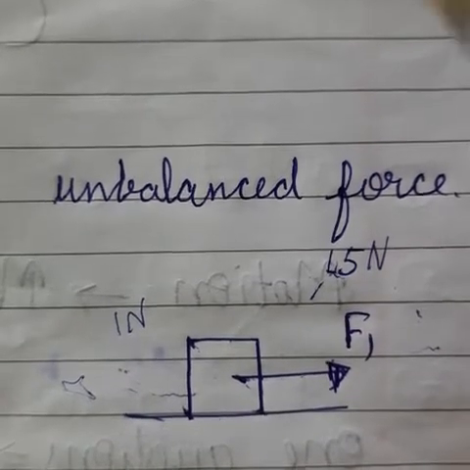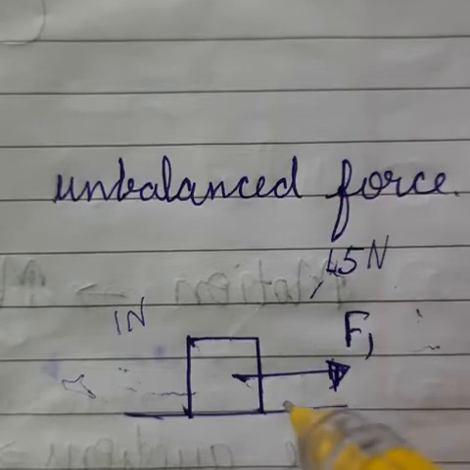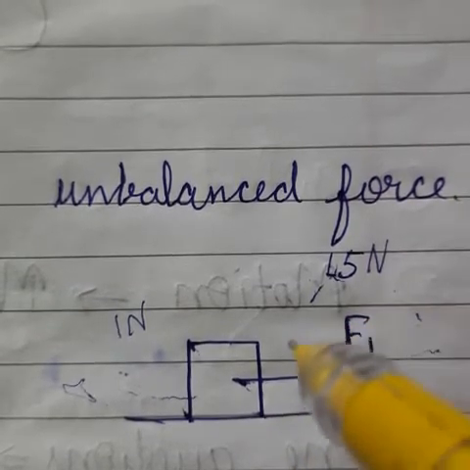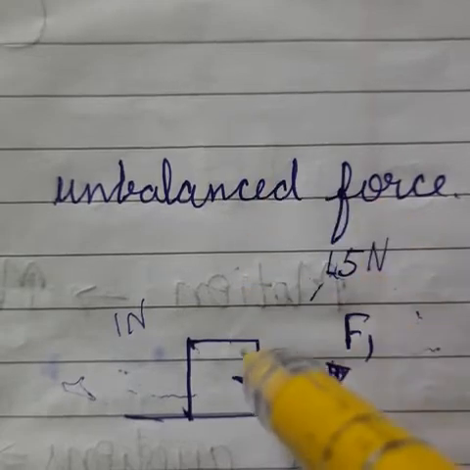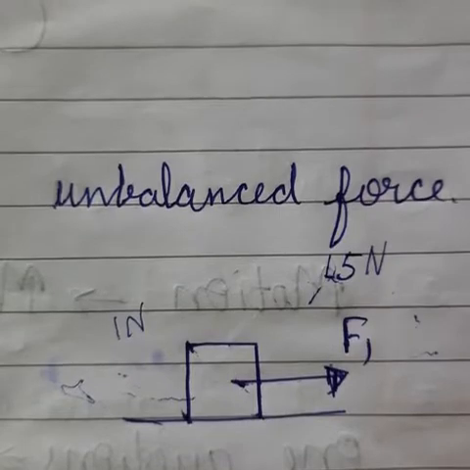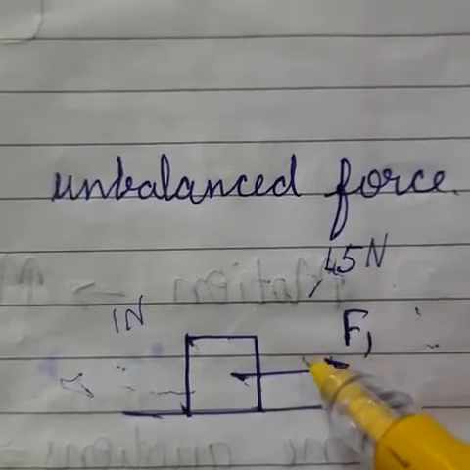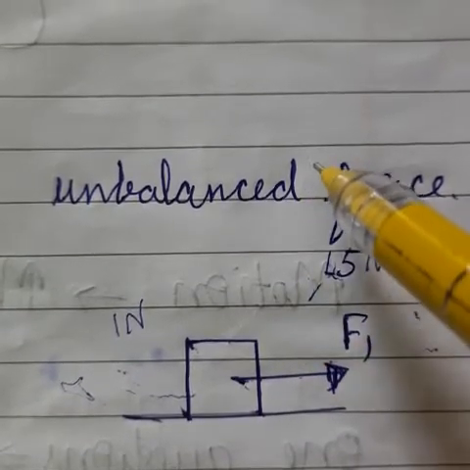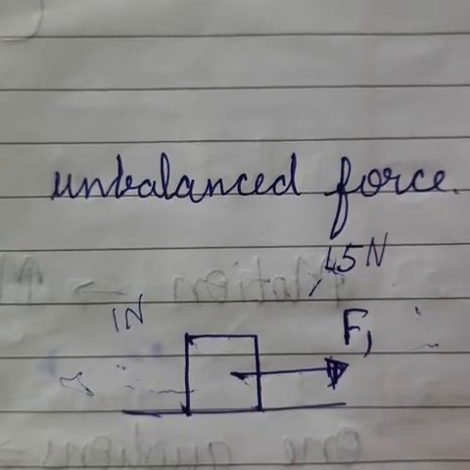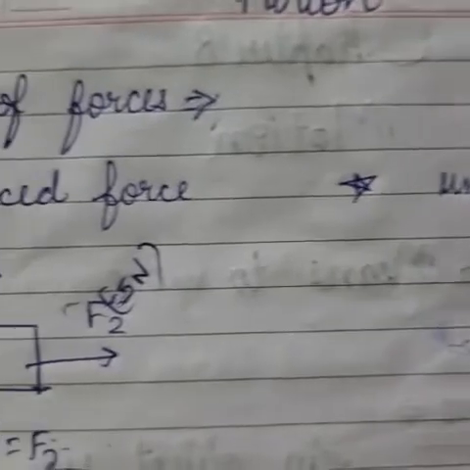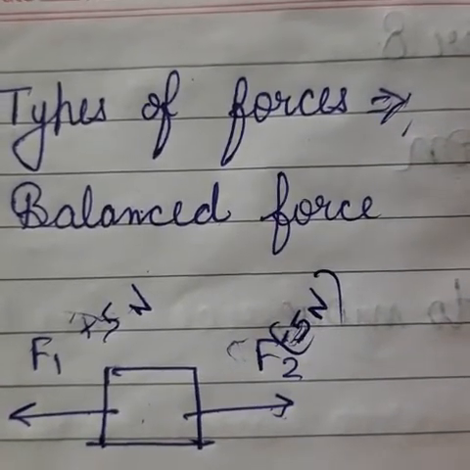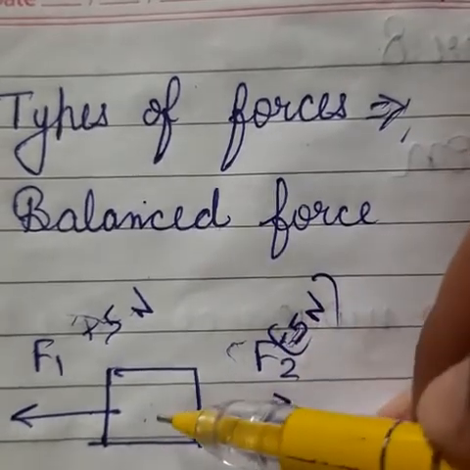So unbalanced force causes the motion. If there is no motion, there may still be forces present. But if an object is moving, it means there is necessarily some unbalanced force. Now the question comes, then what does a balanced force do?